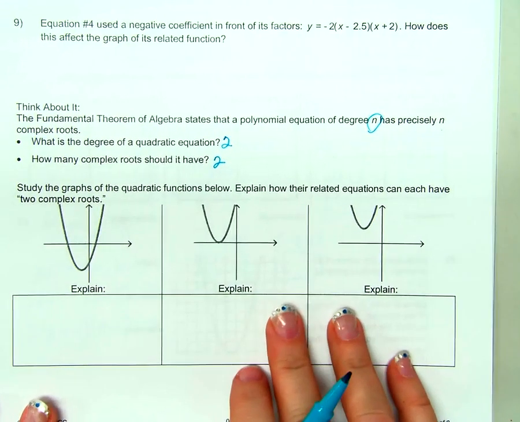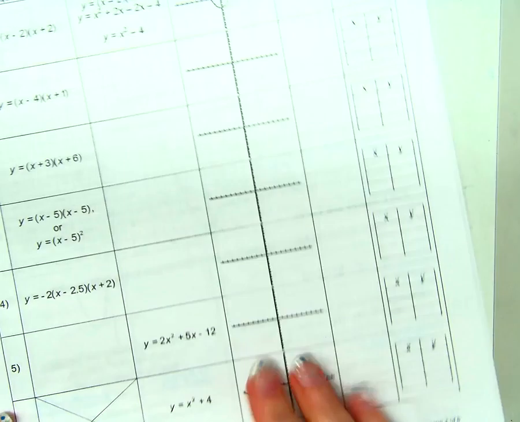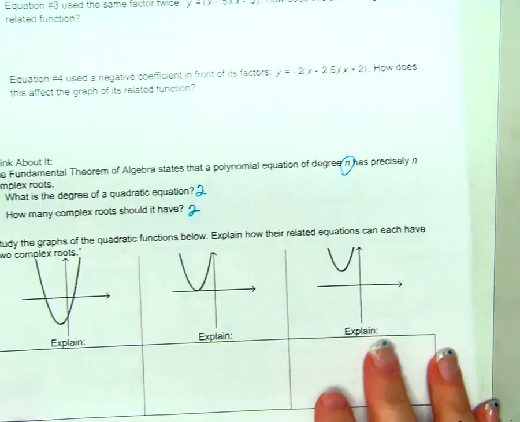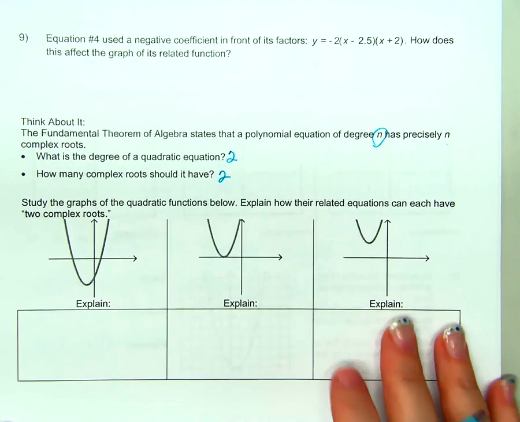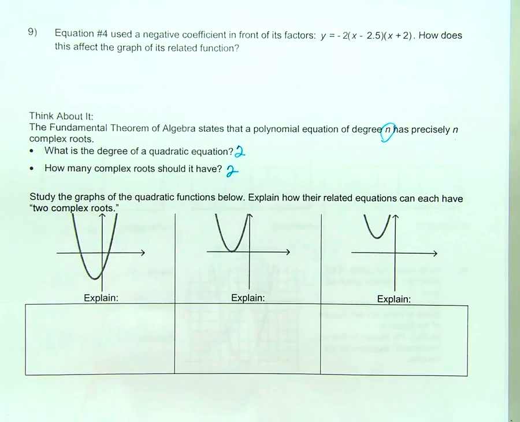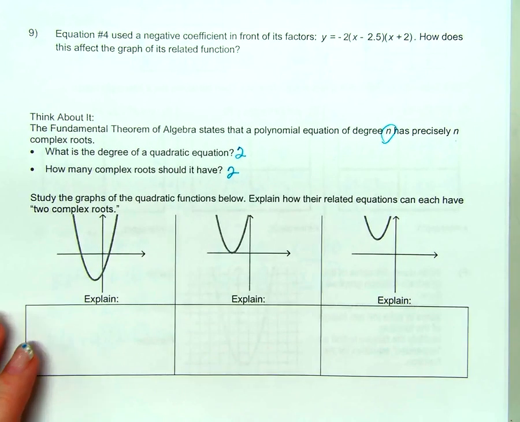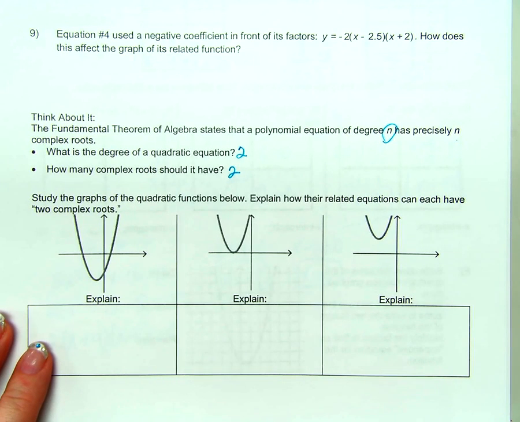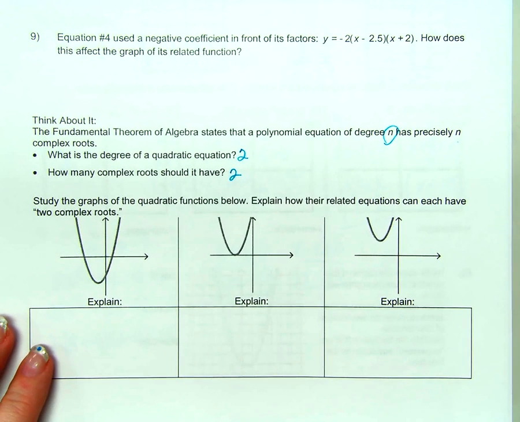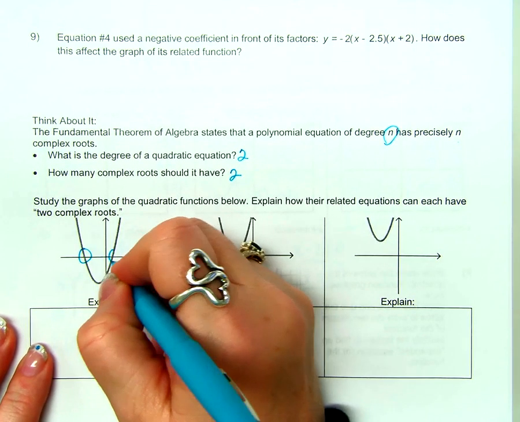What's another word for roots? Solutions, right? So we should have 2 solutions. So look at this graph right here. How many solutions does it have? Where are those 2 solutions? Where it crosses the x-axis. Very good. It's right here and right here.